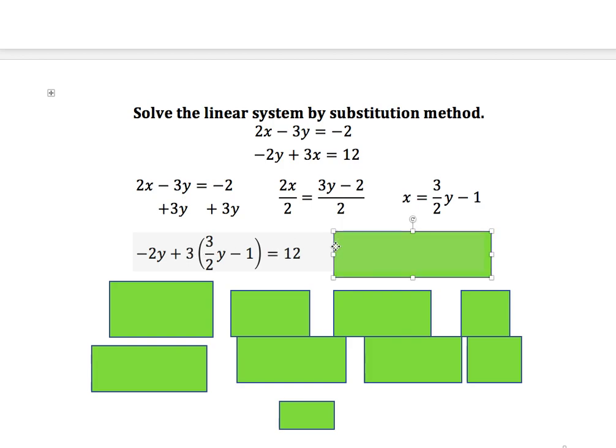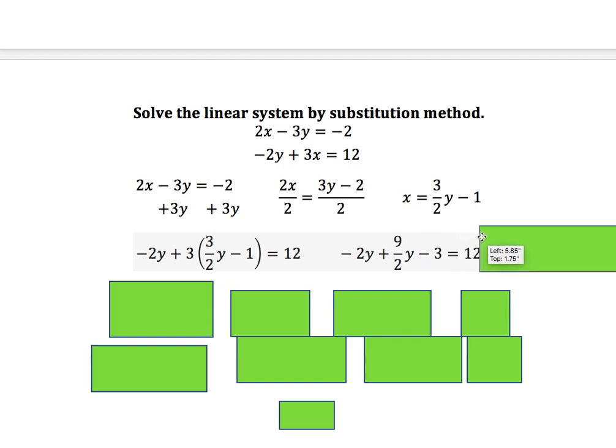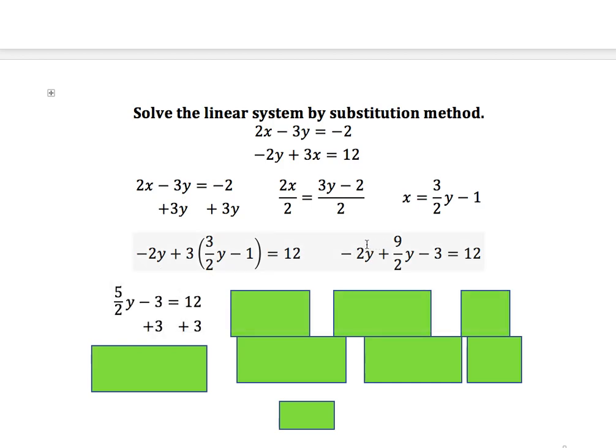Now I need to distribute the 3 throughout the parentheses. So I get 3 times 3 is 9, divided by 2 is still just 9 divided by 2, and then 3 times negative 1 is negative 3, and that equals 12. Now I want to go ahead and combine like terms. So negative 2y plus 9 over 2 y, I can plug that into the calculator, or if I want to get a common denominator, negative 4 over 2 plus 9 over 2 ends up with 5 over 2.